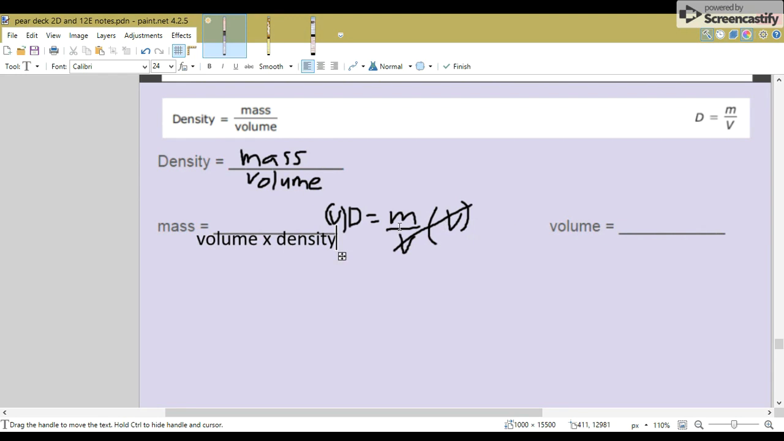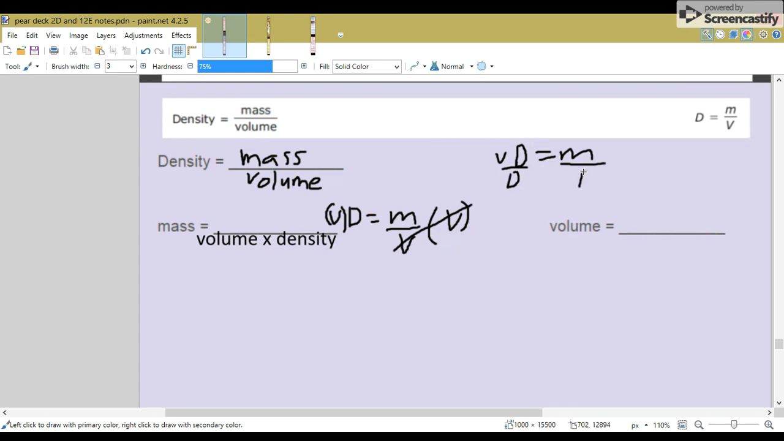For volume, let's go ahead and look at our previous answer. We had v times d equals m. To get v by itself, we want to divide each term by d. D divided by d is 1. So our answer is volume equals mass divided by density.